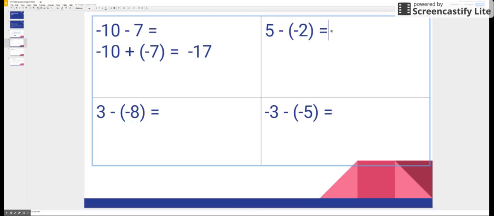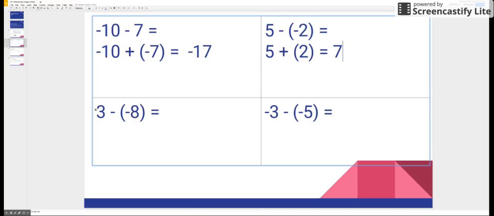Let's try this next example. I have 5 minus -2. I'm going to keep that 5. Then I'm going to add the opposite. The opposite of -2 is just +2. So 5 plus 2 equals 7. Don't worry about these parentheses. They're just a way of differentiating between the plus and the negative, and I just dropped down the parentheses here because above it had parentheses, but you don't have to.